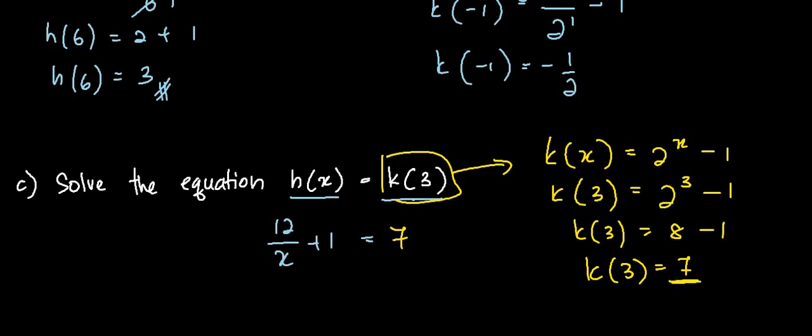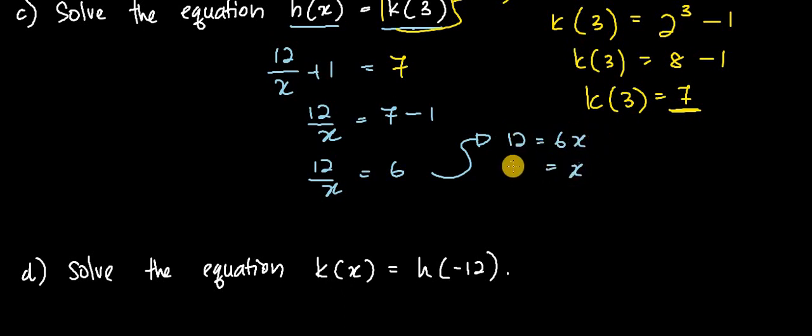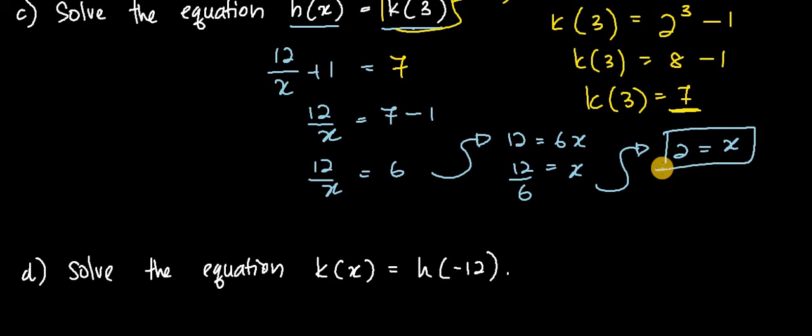Okay, so in here, again, I'm just going to solve it like normal. 12 over x would be 7 minus 1. I'm just solving this. So here, 12 over x would become 6. Once you solve it, 12 equals 6x, which means x would be 12 divided by 6, which means x equals 2. This is just basic algebra. You should be able to solve it. And this is my answer.